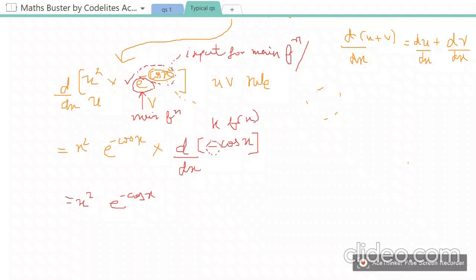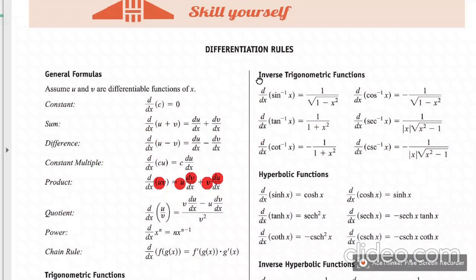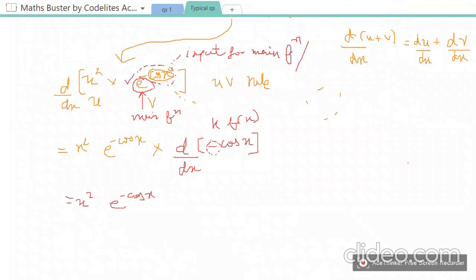See here, we see the formula used when a multiple is applied, meaning a constant is multiplied to your variable. Here u is your variable or function, whatever you call it. So the constant comes out of your derivative d by dx. So this constant, minus 1, comes out.